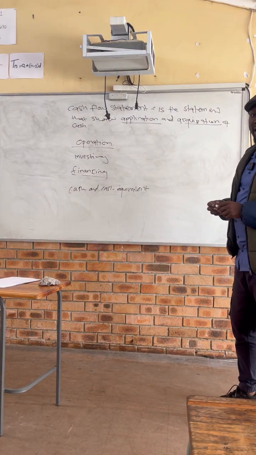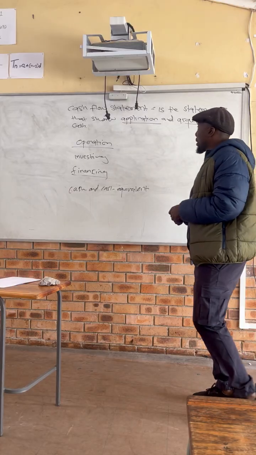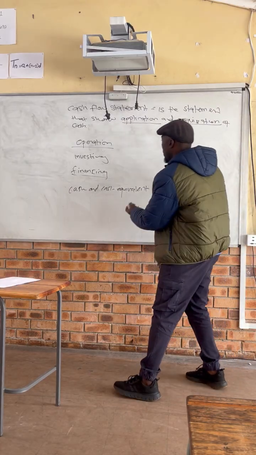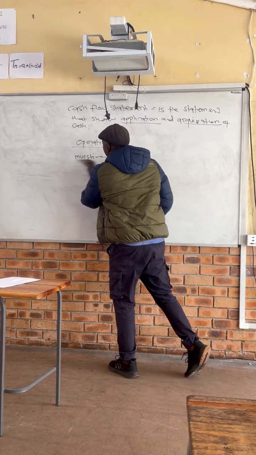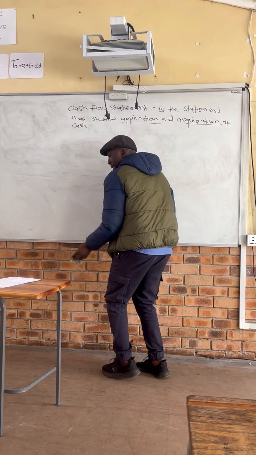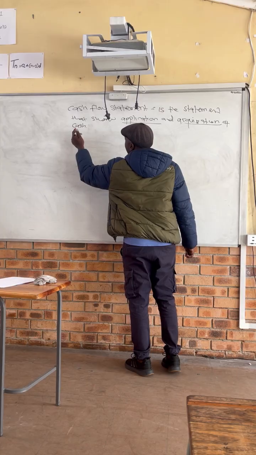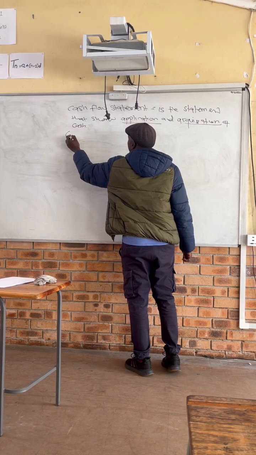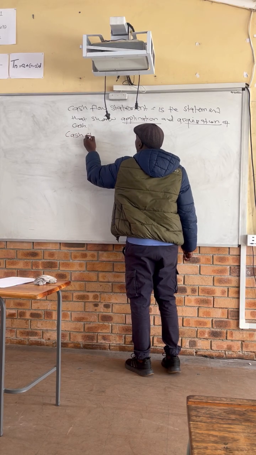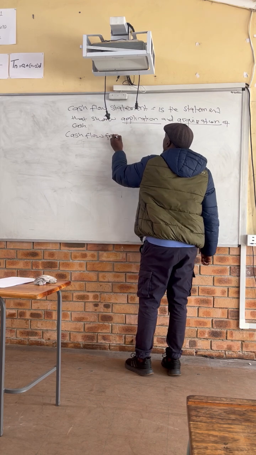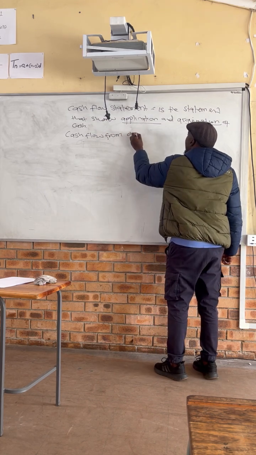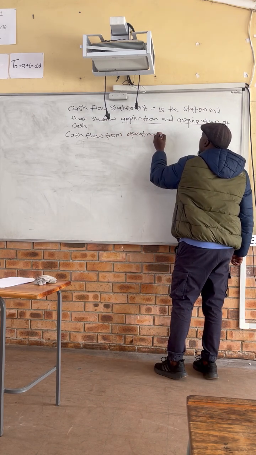Now let's put it in details so that you understand what we are talking about. Now let's go to the structure. Number one, our cash flow statement, the structure is very much important. Number one, we have cash flow from operating activities.